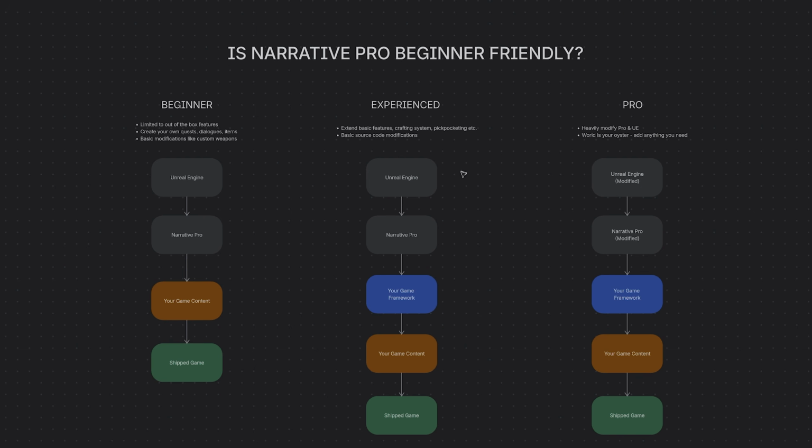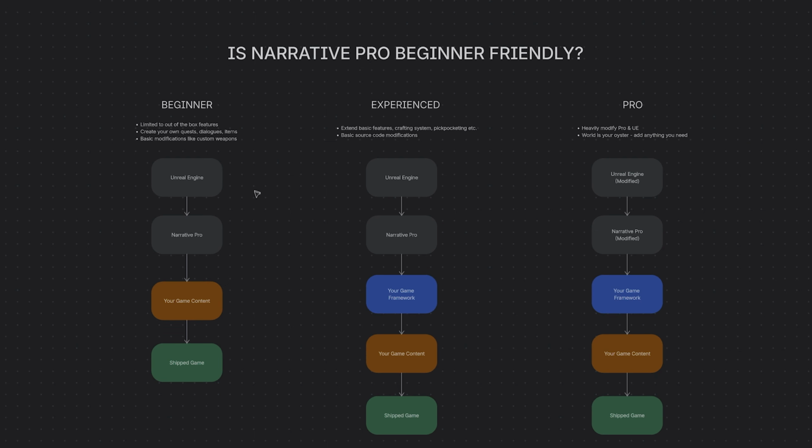But if you are willing to hire a more experienced developer, or you are a little bit more experienced yourself, you'll have a much better time with Narrative Pro because you're going to be able to extend it to make it do what you need for your game. So you're going to be able to kind of roll your own framework. You'll be able to make custom attacks and a crafting system and pickpocketing. You might be able to add custom mounts, like a horse is a very common one.